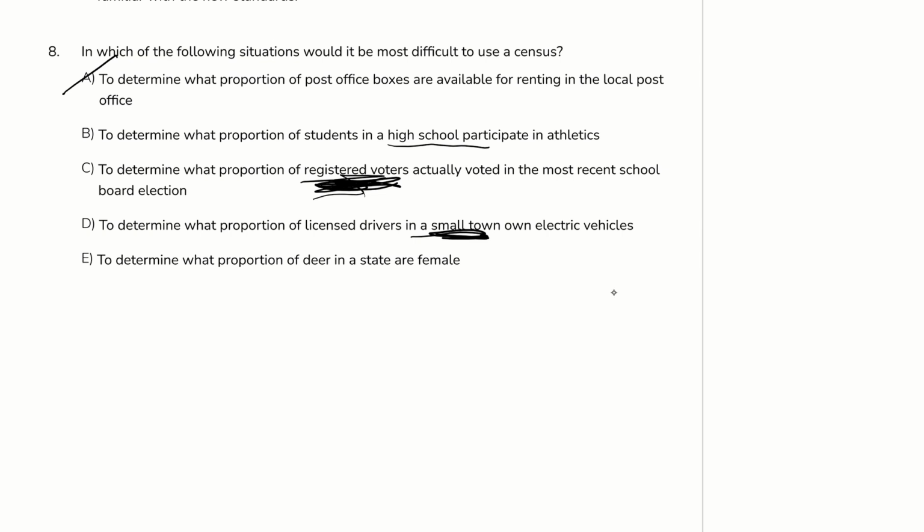To determine what proportion of deer in a state. Okay, so now you're starting to see an example. First off, you're in a state. So you're looking at, for example, the entire state of Florida or the entire state of New York, whatever state. So that already is a big area. Not only that, you're looking at animals in an area. So that's more difficult to do. So I would say probably the most difficult would be E for this one. Definitely, you're surveying specific animals in an entire state.